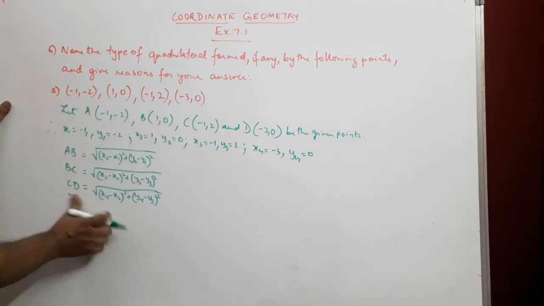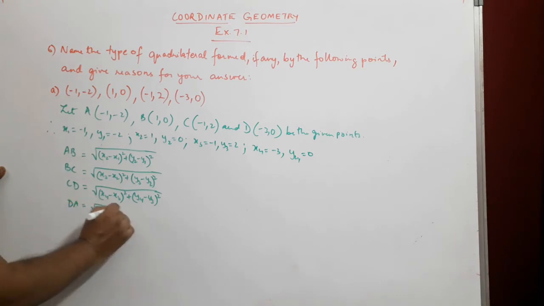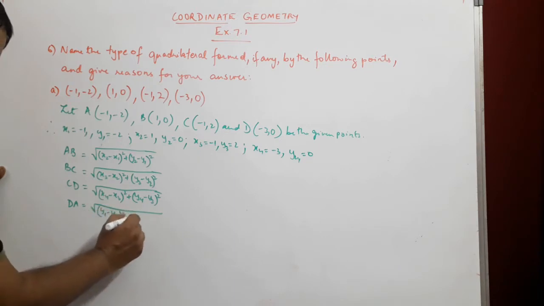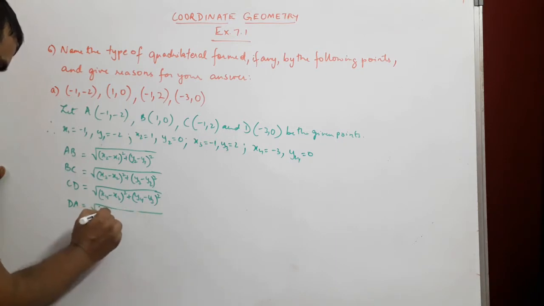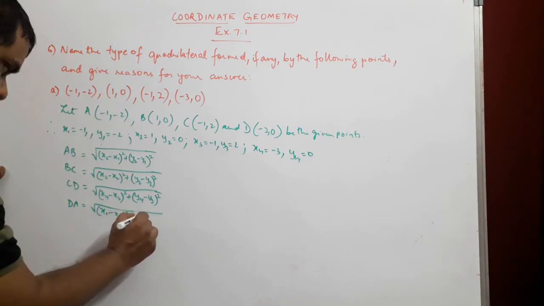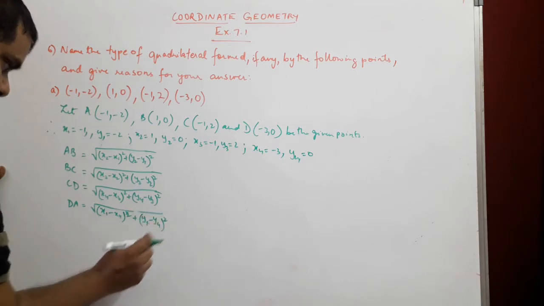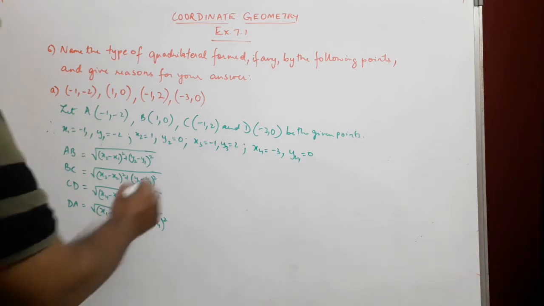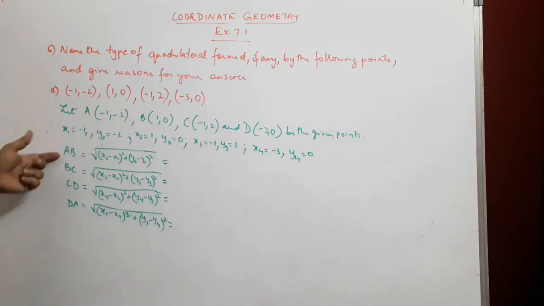And finally for DA, let's put it slightly low. It should begin with x, so x1 minus x4 whole square plus y1 minus y4 whole square. Okay. Now that we have put down the formulas, let's just substitute their values for each one of them and find out how much we get for AB, BC, CD and DA.